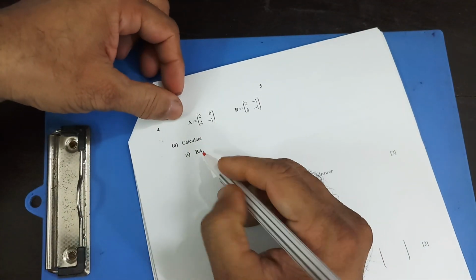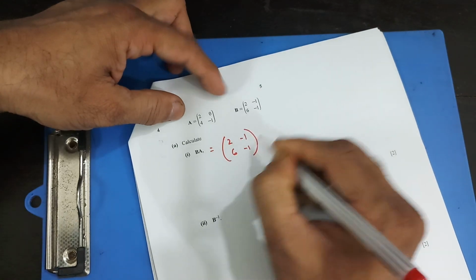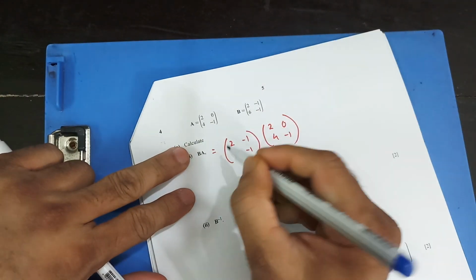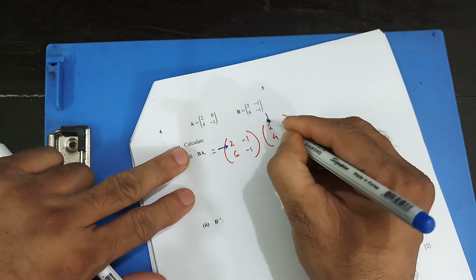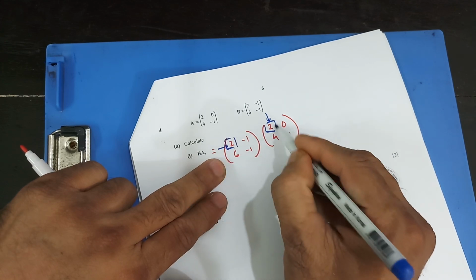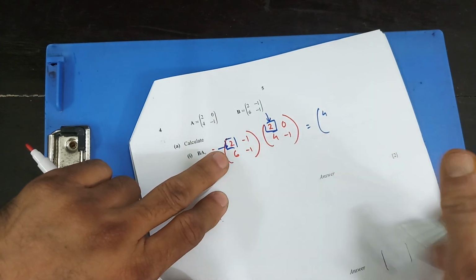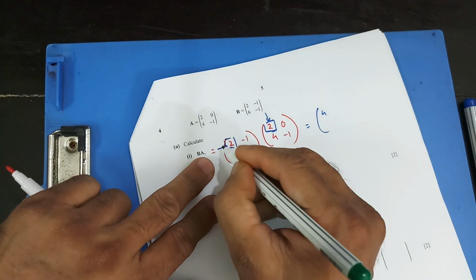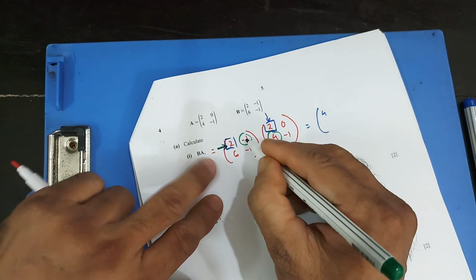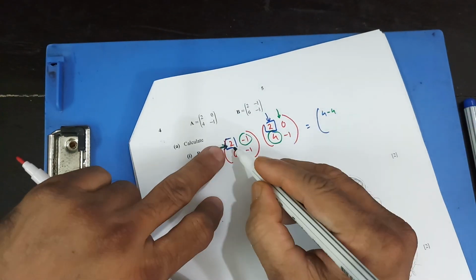Now next one, calculate BA. B is given 2, 6, minus 1, minus 1. A is given 2, 4, 0, minus 1. The way we're going to do multiplication, this with that. If you multiply this with this, it's going to be 2 times 2 is 4. And then what is left? From here you left out this, and from here you left out this. So you multiply that, minus 4. Same thing you do with this with this.